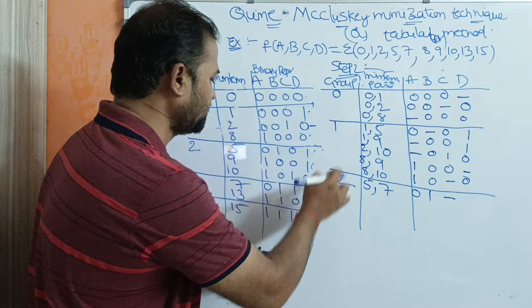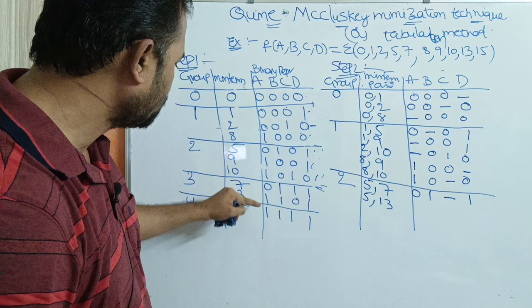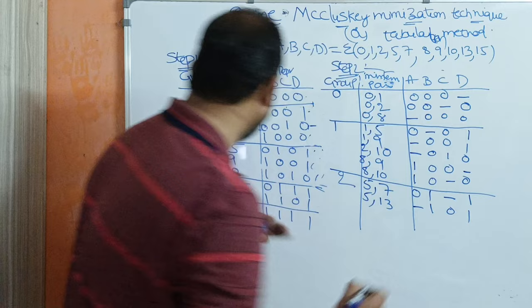Next 5 with 13. 5 with 13 means difference is 8, so there may be a possibility. So 5, 13. Let's see 5, 13. So 0, 1, dash, 1, 0. Remaining are same. So dash, 1, 0, 1. 5, 13: dash, 1, 0, 1.